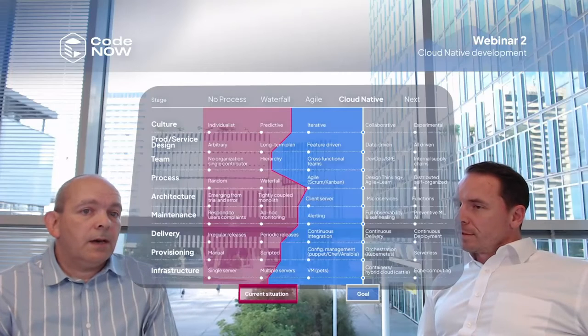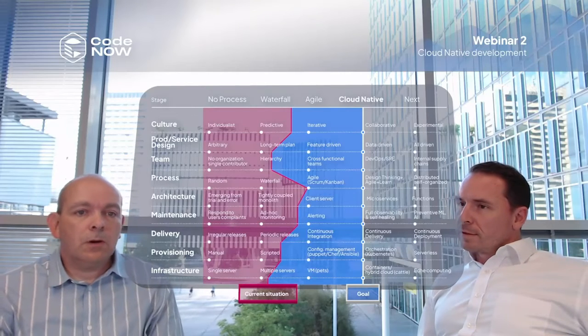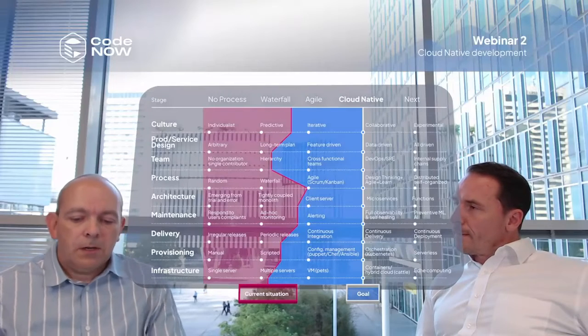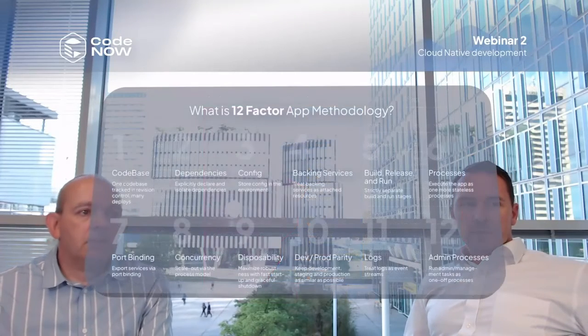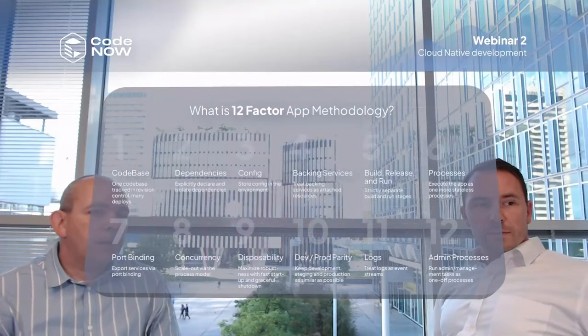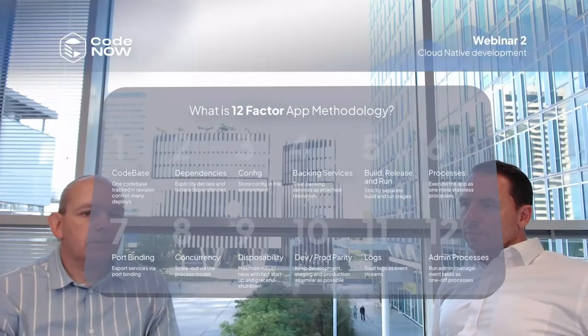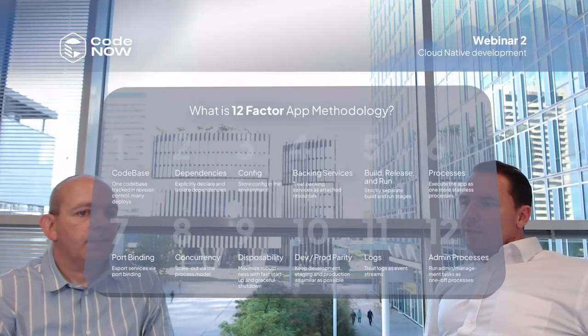You're right. And if you would like to know more about cloud native development, Google for the 12-factor application methodology. By the way, the whole CodeNOW platform is purely based on those foundations. Okay, okay.